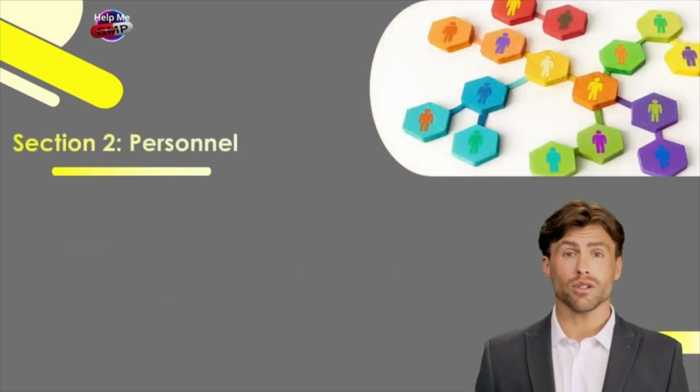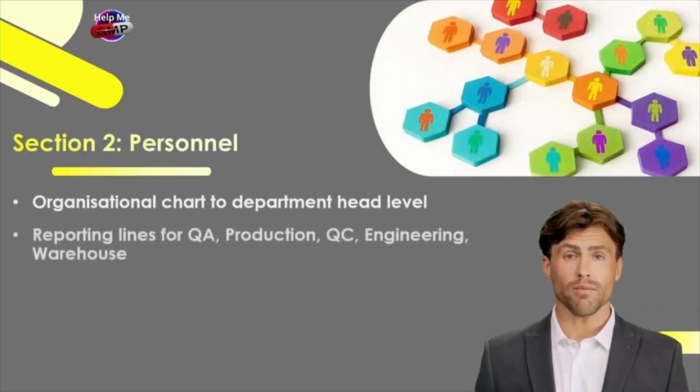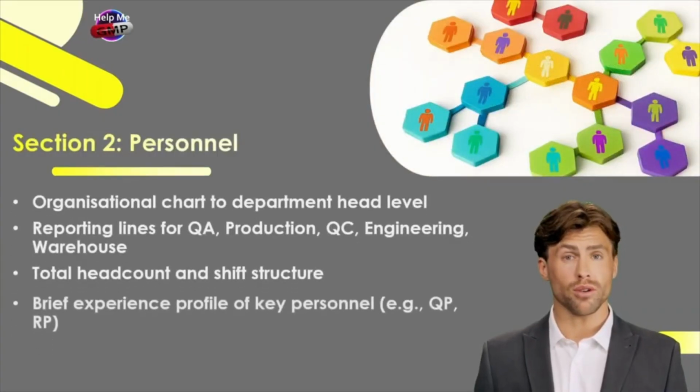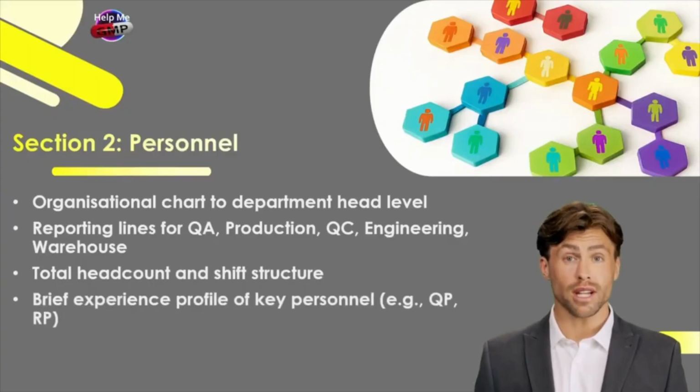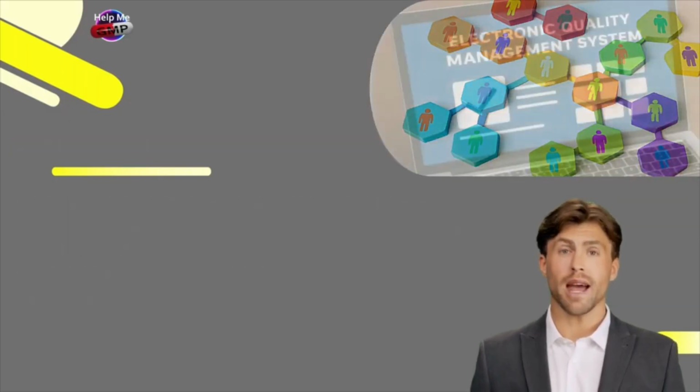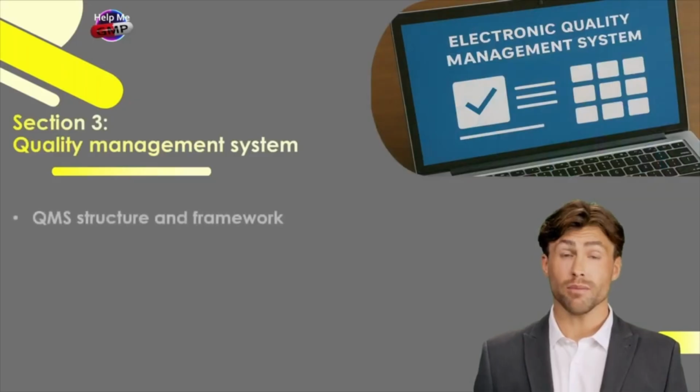Outline the organizational chart down to department head level. Show reporting lines for quality assurance, production, QC, engineering and warehouse. Include total headcount, shift structure, and a paragraph on the experience profile of key individuals, for example, qualified person or responsible person. Explain how your QMS is built.